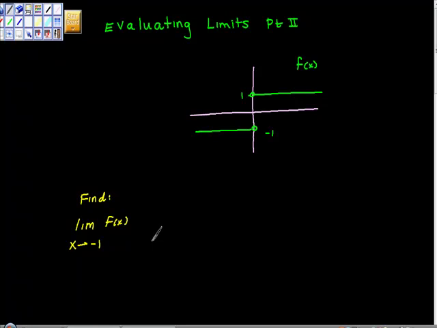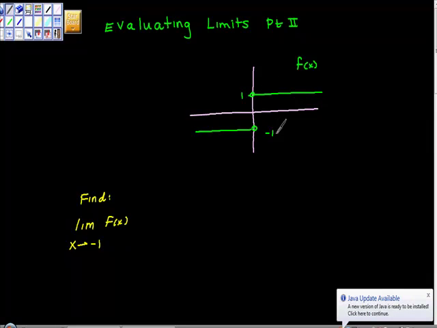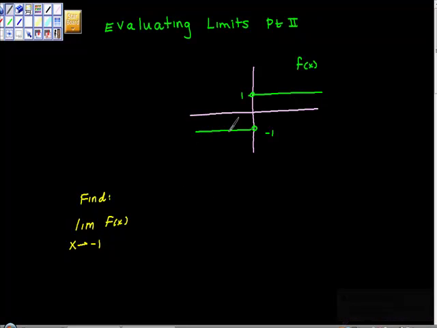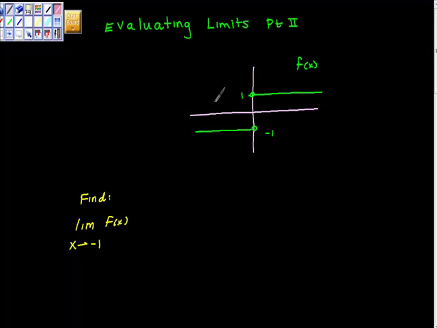Okay, evaluating limits part 2. So here we have our function f of x up here in green. And we have this height of 1 here and a height of negative 1 here. And it says here, find the limit of f of x as x approaches negative 1. So as x approaches negative 1, right? So here's x, maybe it's negative 1 here.